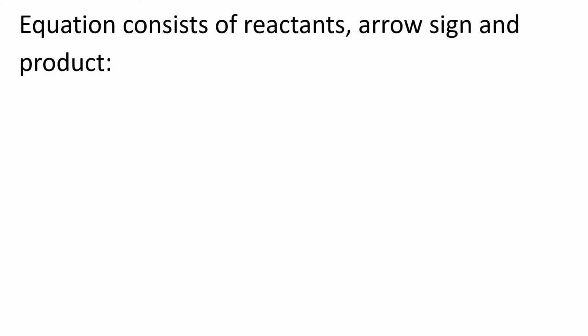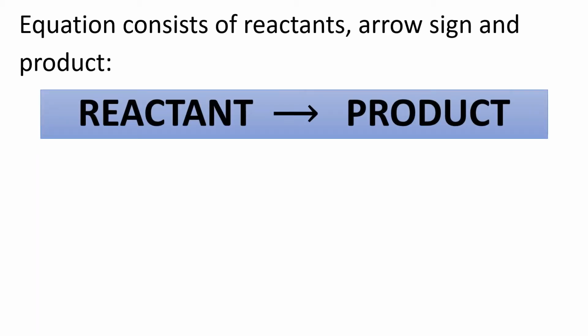An equation consists of reactants, an arrow sign, and products. So as you can see here, for an equation, it will start with the reactant, and after the reactant you have the arrow sign, and after the arrow sign, you will have your product.